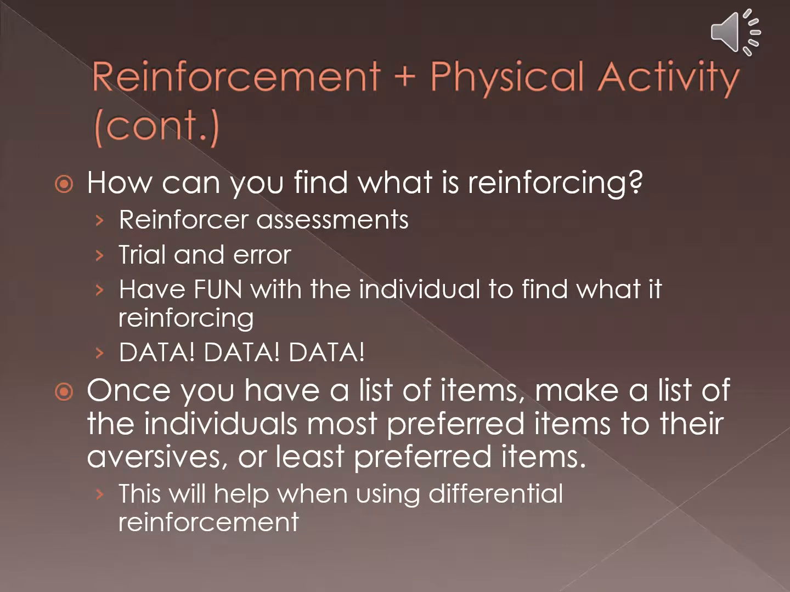So how can you find exactly what is reinforcing? We have a couple of ways to do so. The first and the biggest way to find out what's reinforcing for a student is by doing reinforcer assessments. These are fantastic ways to figure out what a student likes and what a student doesn't like in a short amount of time. Next, you can just use trial and error, especially if you are a new teacher or you have new toys in the classroom or you have new social reinforcers that you want to try out. Just trial and error. See if the students like it, see what their motivation is.